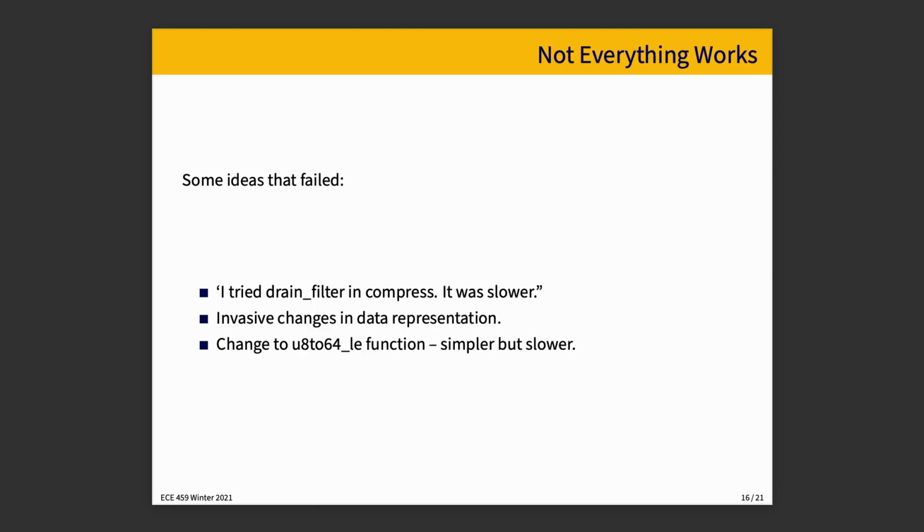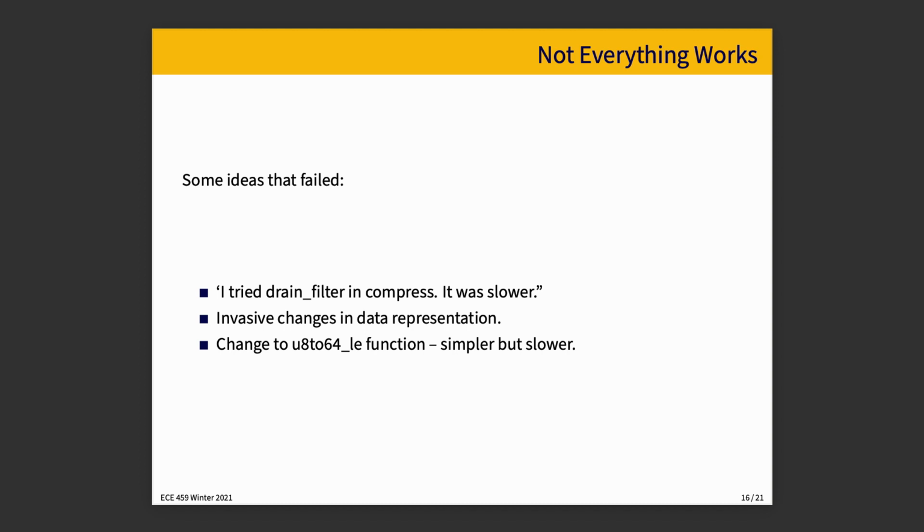However, I've told you a bunch of success stories, but some of the changes don't work. Not every time is going to be a success. So some ideas that failed: change drain to use drain filter and compress. It made things slower. Try some invasive changes in data representation, all of which slowed things down. That's making the code more complicated, but also making it slower, and that's not a win.